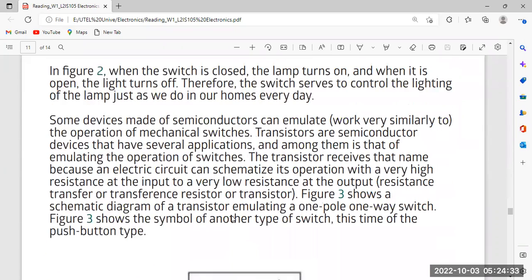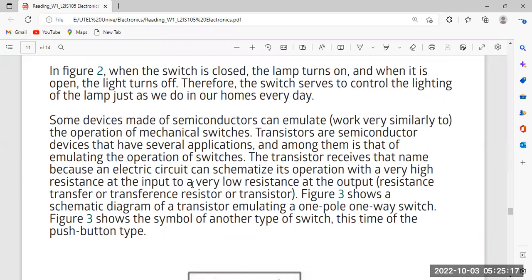Now, some devices are made up of semiconductors. They can emulate, that is, work very similarly to the operation of mechanical switches. Transistors are one example of semiconductor devices. These devices have several applications, and among them is emulating the operation of switches. So as we see a physical electric switch, similarly in electronic devices, we employ transistors. Transistors are basically small semiconductor devices, but they behave totally as switches.